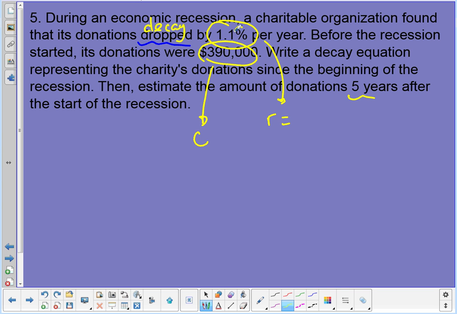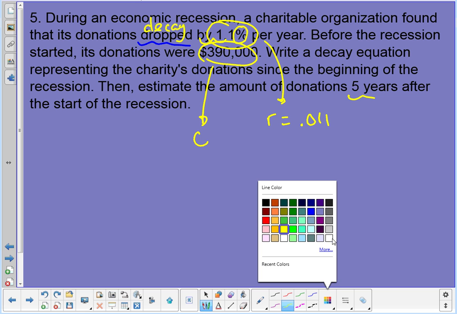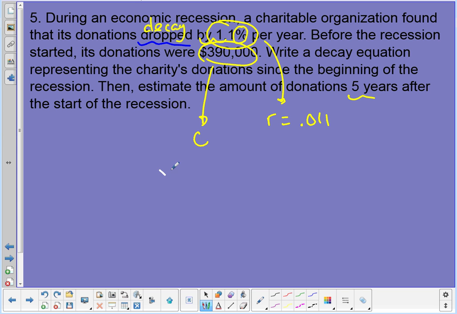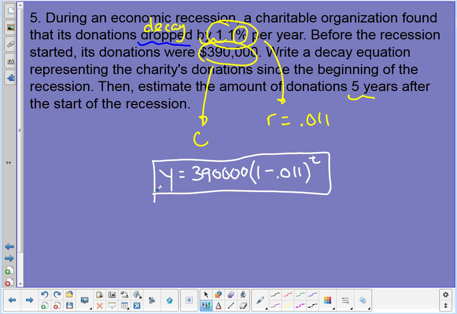Since it has a percent sign, I need to take the decimal back 2 places, so that's 0.011. So my standard equation looks like this: y equals 390,000, that's my starting amount, then 1 minus, because it's decay, 0.011 raised to the t power. That's my standard equation. Okay, so that's the first part.